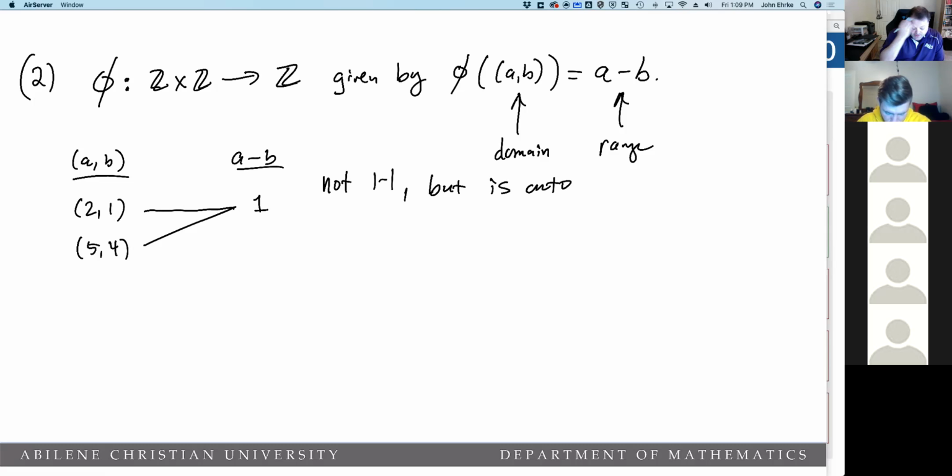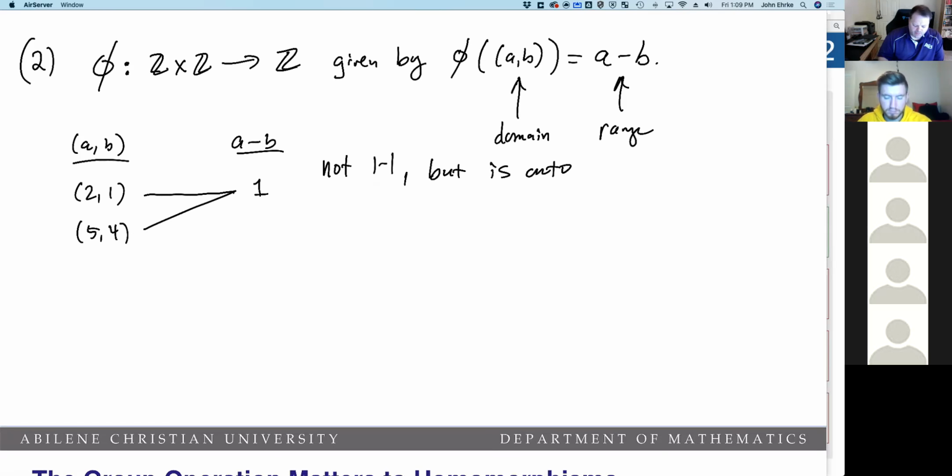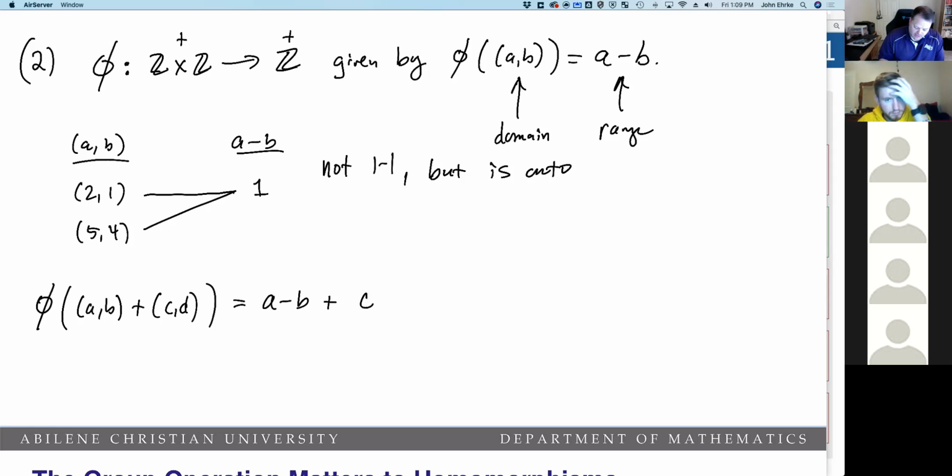And is it clear that this is a homomorphism? Maybe that's not clear. Let's look at it real quick. If I take (A, B) and (C, D) and add them together, because the operation on this set is addition, the operation on this set is addition, I'm mapping a coordinate to its difference. So this will be A minus B plus C minus D.